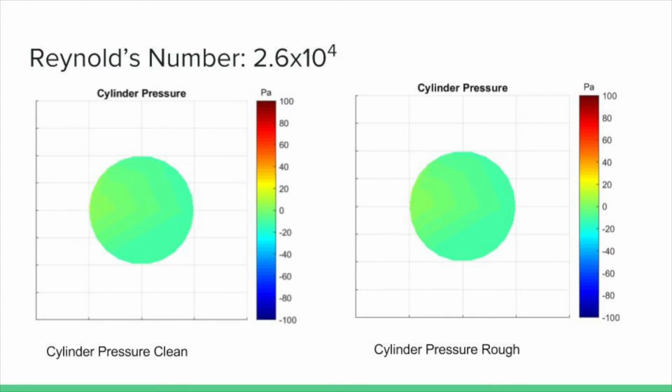Shown here is a comparison of the cylinder pressures at Reynolds number 2.6 times 10 to the fourth. Due to the fact the test was operating at a low RPM, the pressure differentials on the cylinder were relatively low. This leads to a relatively similar graph for both the rough and clean runs. The graph shows a higher pressure where the flow is hitting the cylinder and a relatively lower pressure at the back end of the cylinder.